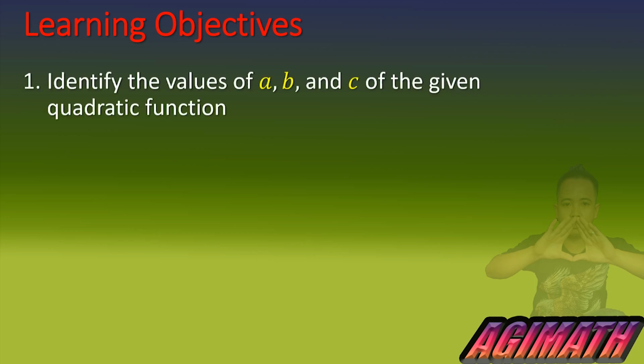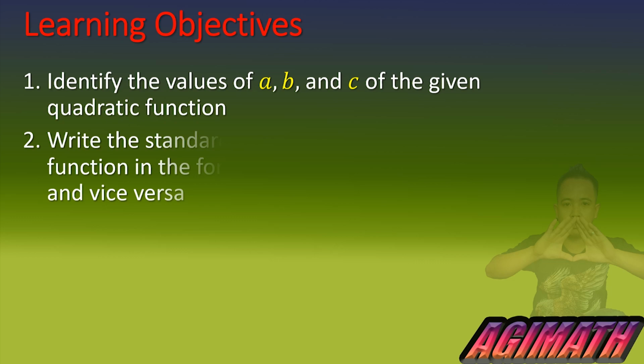First, we are going to identify the values of a, b, and c of the given quadratic function. So we can apply this one if we are going to use the vertex formula, because we will be getting the values of a, b, and c.